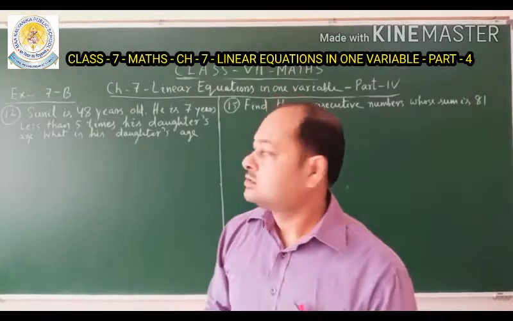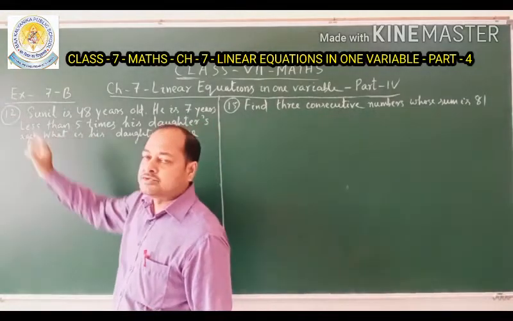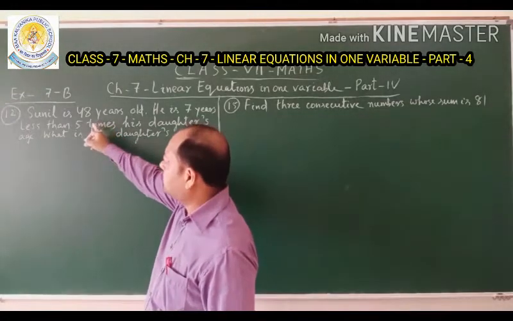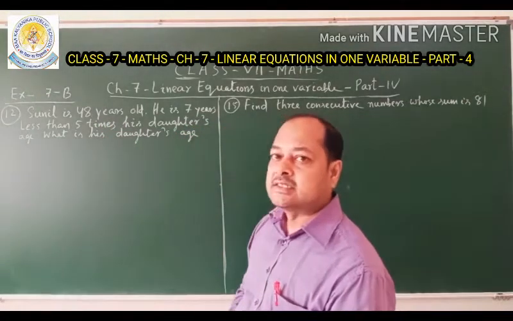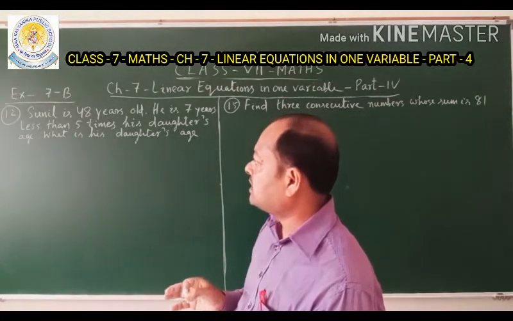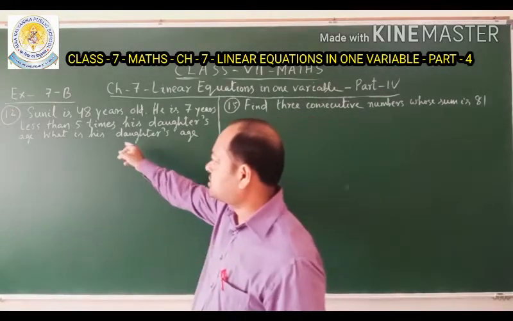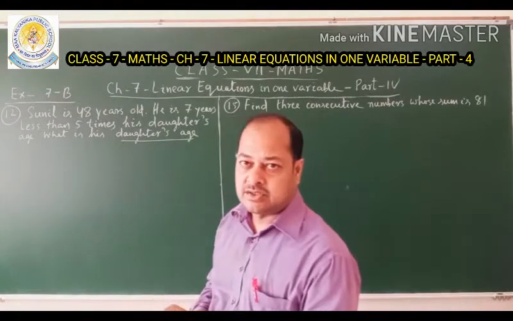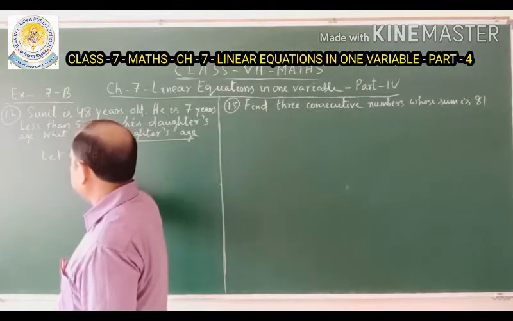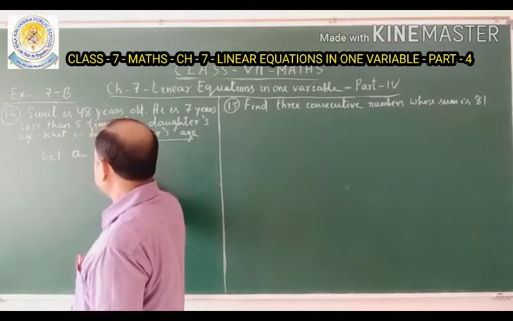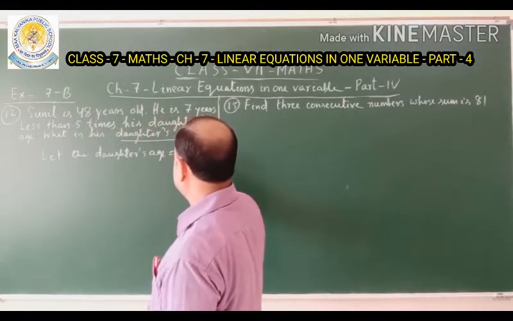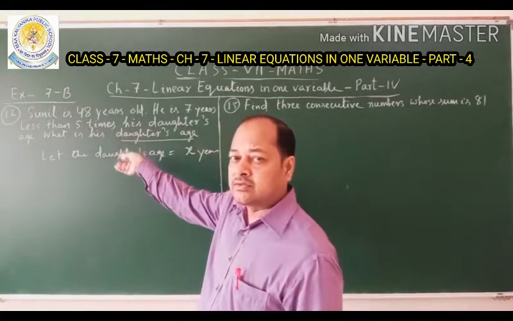Now students, we will see question number 12 of exercise 7B. The question says that Sunil is 48 years old. He is 7 years less than 5 times his daughter's age. What is his daughter's age? The question is asking the daughter's age, which we don't know. Let it be x, the unknown quantity. Let the daughter's age be x years. Now according to the question we will solve.